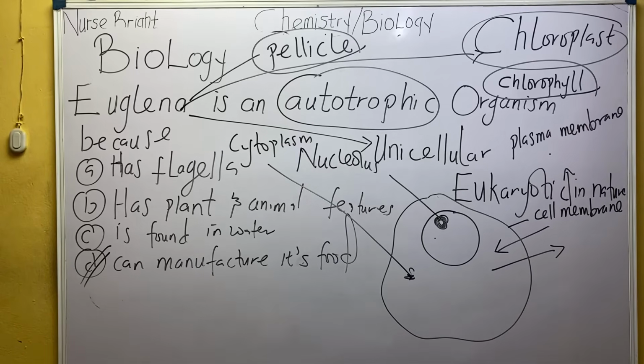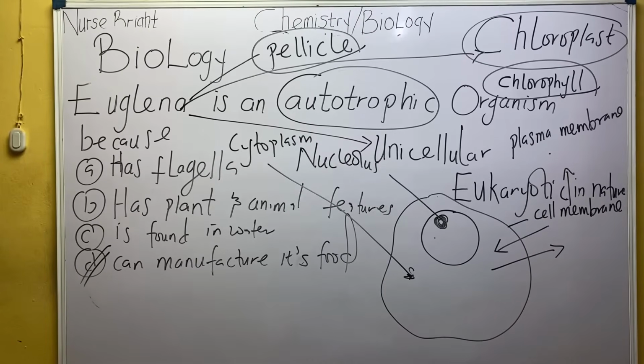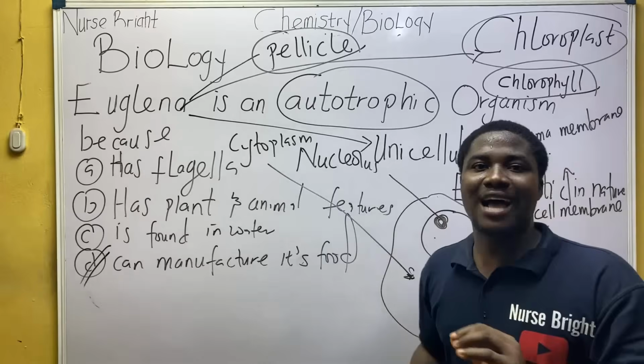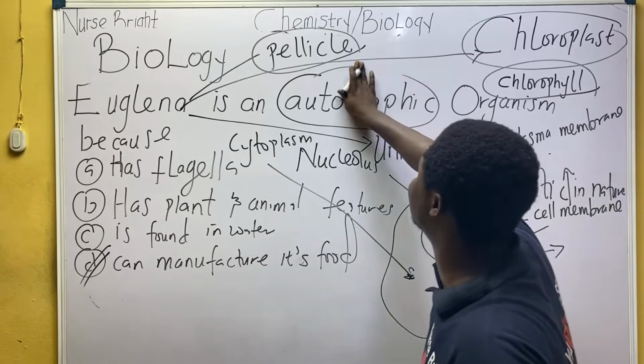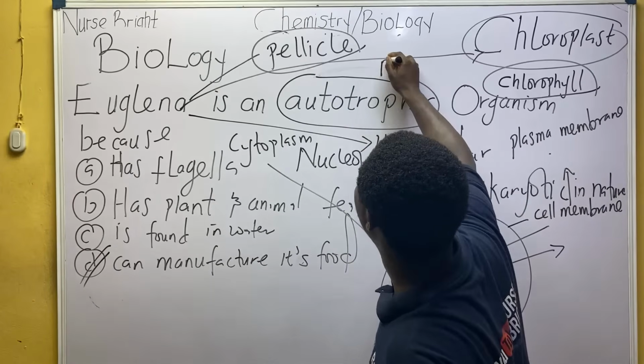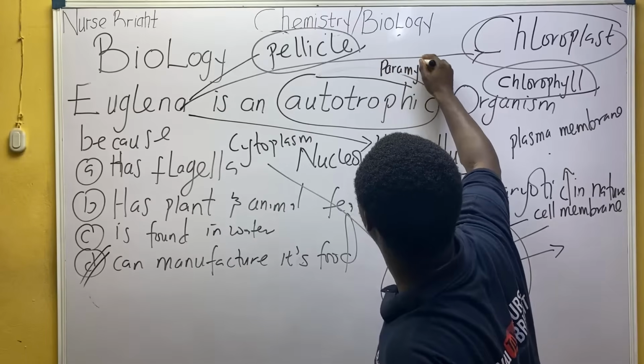Now listen well. Another feature of Euglena is that they store their food as what we call paramylon granules. Euglena stores their food as what? As paramylon granules.